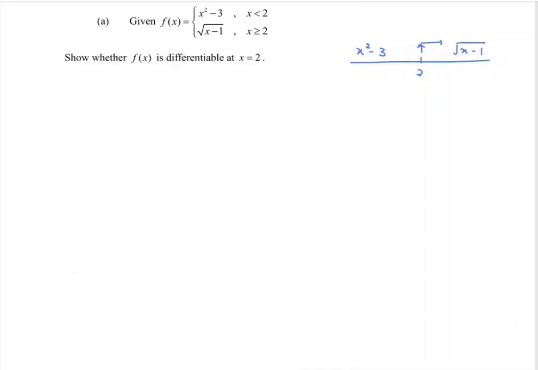So here we have the number line. Show whether f(x) is differentiable at x equals 2. Kindly refer to the formula: the limit as x approaches a of f(x) minus f(a) over x minus a. So that would be the formula.